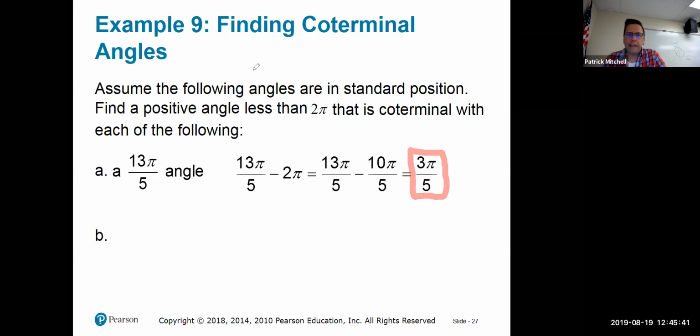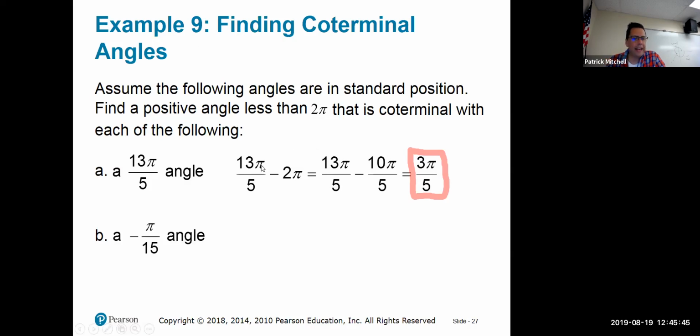All right, and then the next example is negative pi over 15. So this is a negative angle. The way that you fix negative angles is by adding multiples of 2 pi. And I think we're only going to have to do that one time.